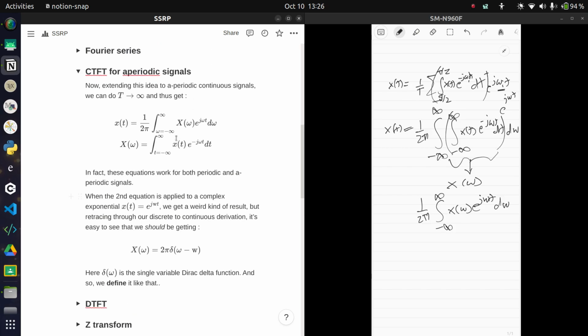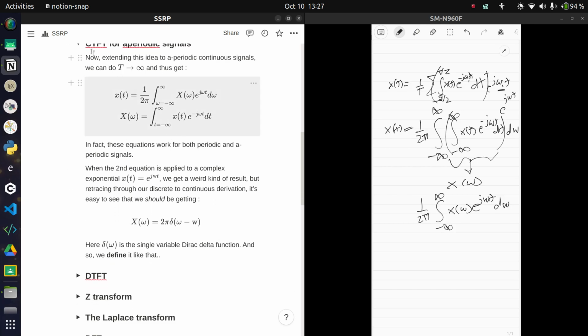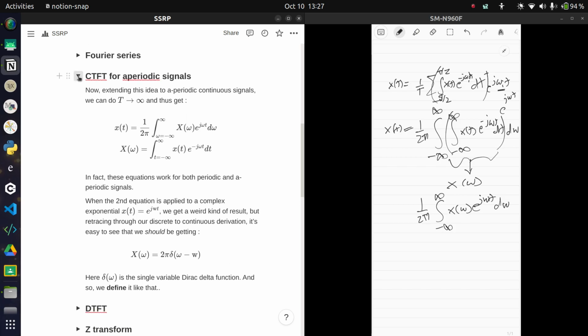In any case, just move on. So this is what you should get. Just check it. It's 1 by 2 pi that cancels with this 2 pi, and then the Dirac delta function integrated over omega, not f, over omega. That will just give us 1. Move on. So that's the CTFT of aperiodic signals.